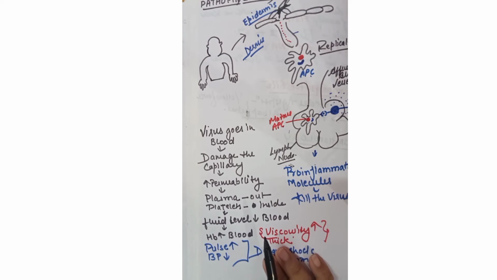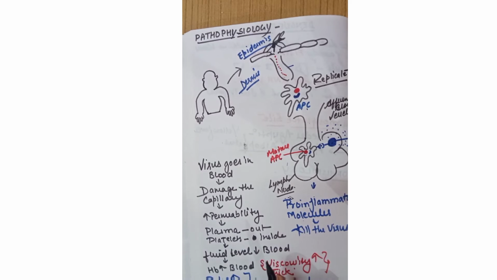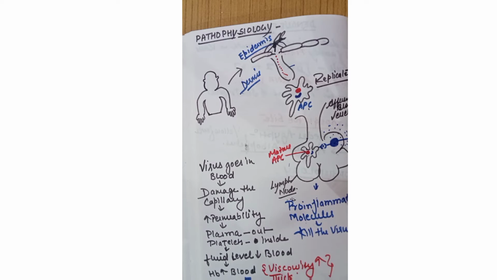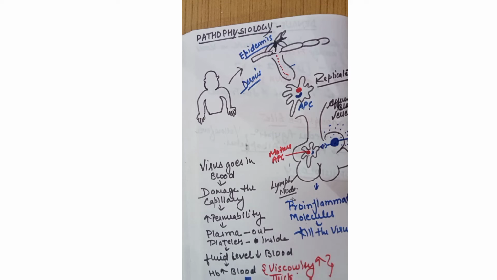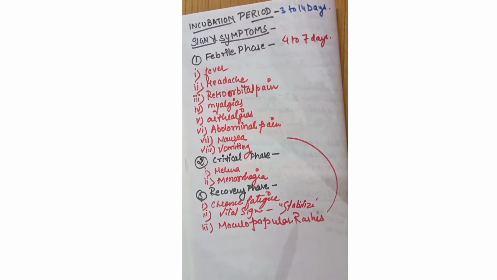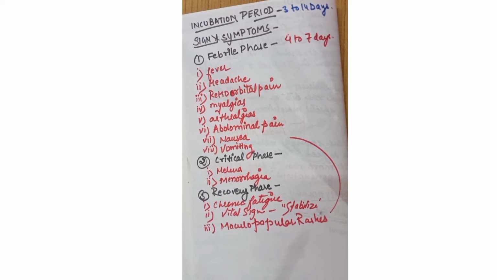As we have seen already how our body shows the defense mechanism, now we will discuss the various phases of the disease in terms of its signs and symptoms, and the incubation period as well. Here I have written down the incubation period, which is about 3 to 14 days. Dengue can be asymptomatic, and it can be life threatening as well. There are 3 phases: the febrile phase, the critical phase, and the recovery phase.